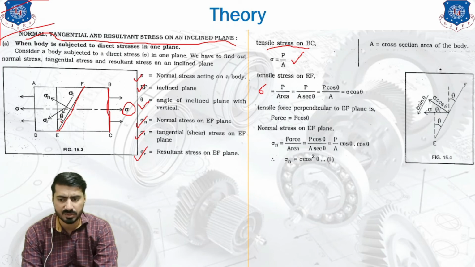Now what is the force? Force is the same that we have applied externally. The next thing that you need to understand is the area. Now we have taken the area of BC. BC is the area that is vertical. Now let's say it has the area A. Then the EF plane is inclined, so its area might be different.